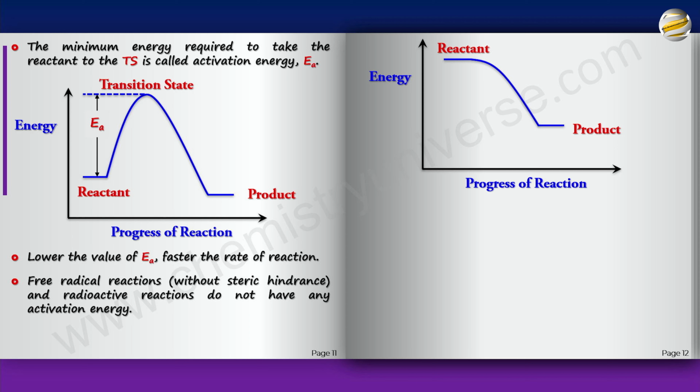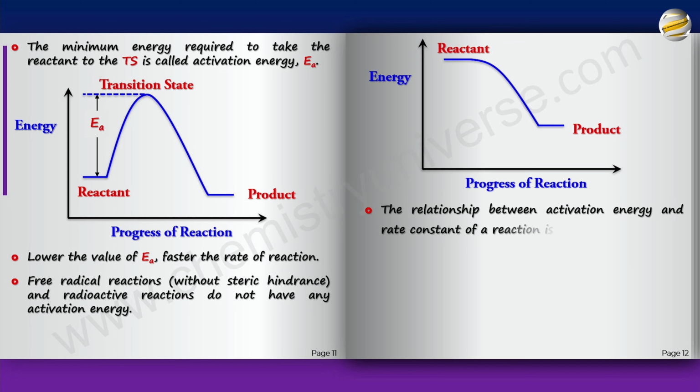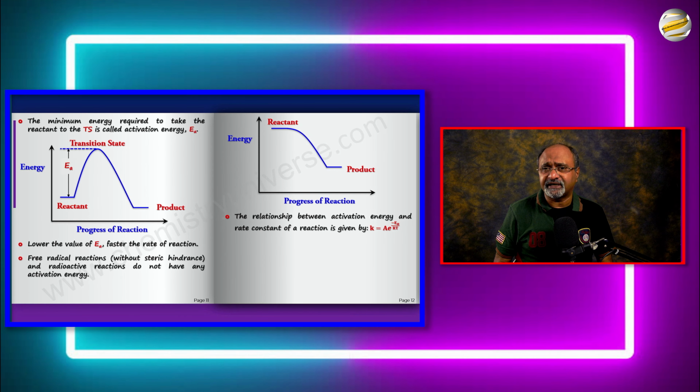And one of the relationships between activation energy and rate constant is given by the relation K equals A e to the power minus EA by RT. We'll discuss more about how these laws are derived and what they actually mean in detail when we do chemical kinetics. But this is the background of chemical kinetics you need.